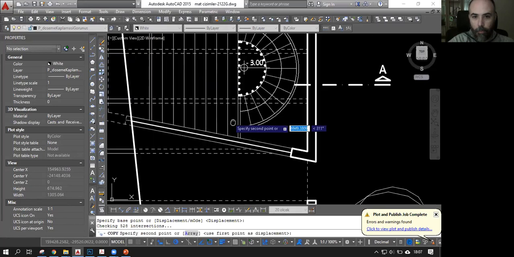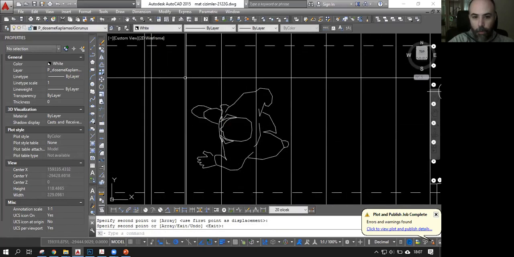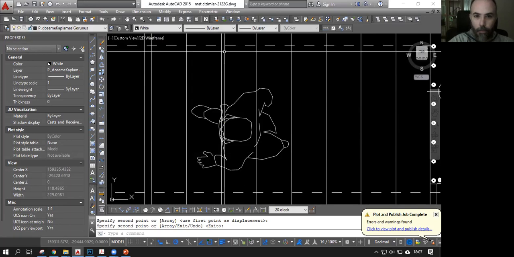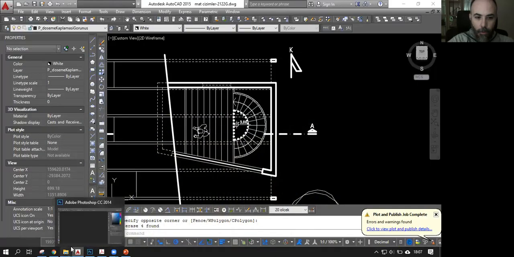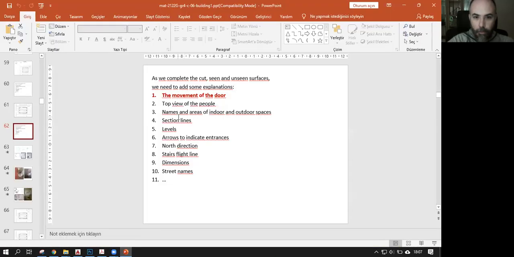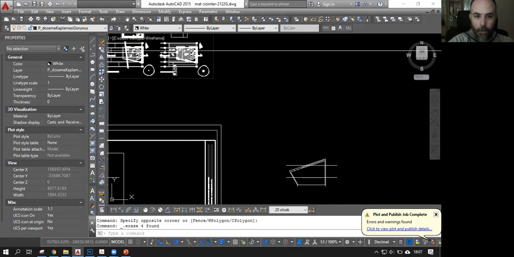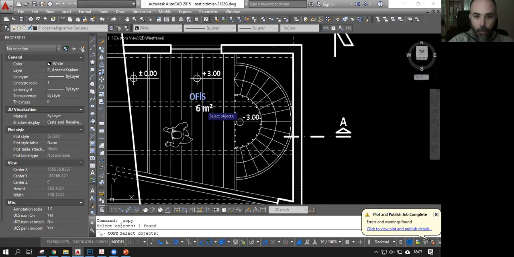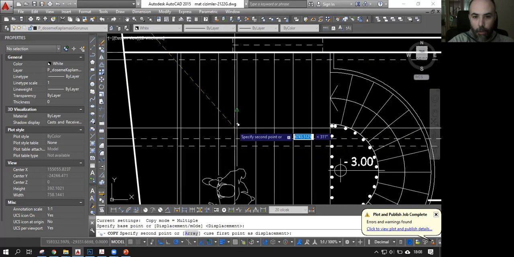We can position him here, and I'm going to clean the lines of the floor. So we have this person here, and after that we are going to write the names and areas of spaces. We have just one space. Let's assume that that's an office area. So this is what we are going to write. We will name it as the office.